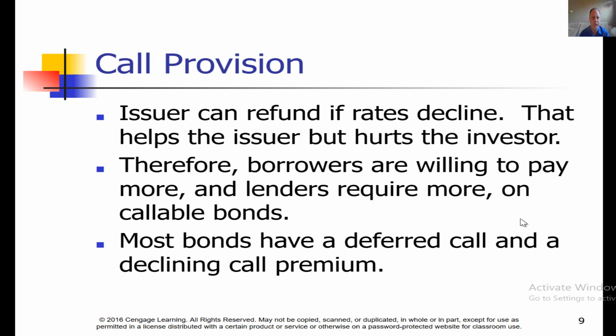Many bonds have a call provision. Most government bonds do not, but most private sector bonds do. In this case, the issuer can refund if the rates decline. That helps the issuer, but hurts the investor. This would be equivalent to refinancing your home mortgage if interest rates drop. Therefore, borrowers are willing to pay more and lenders require more on callable bonds.